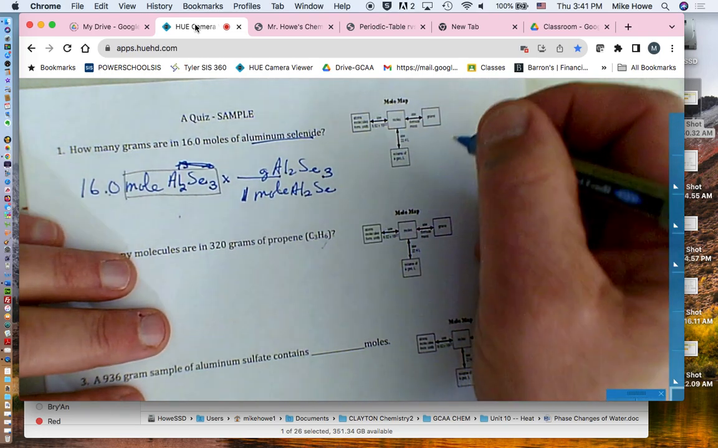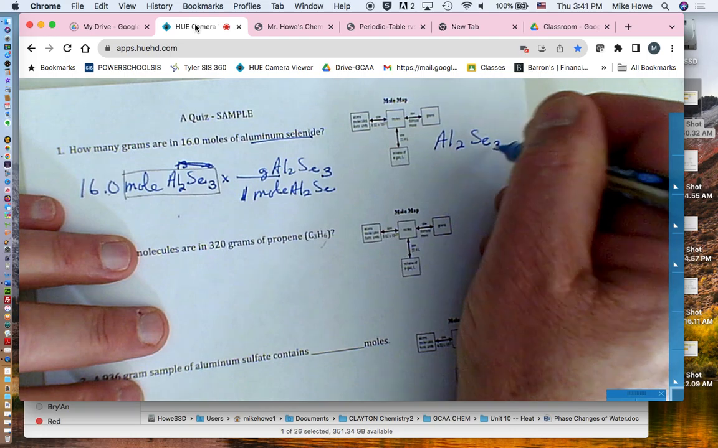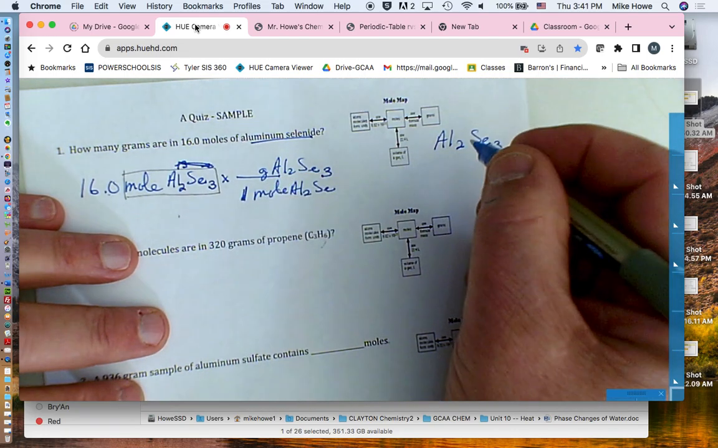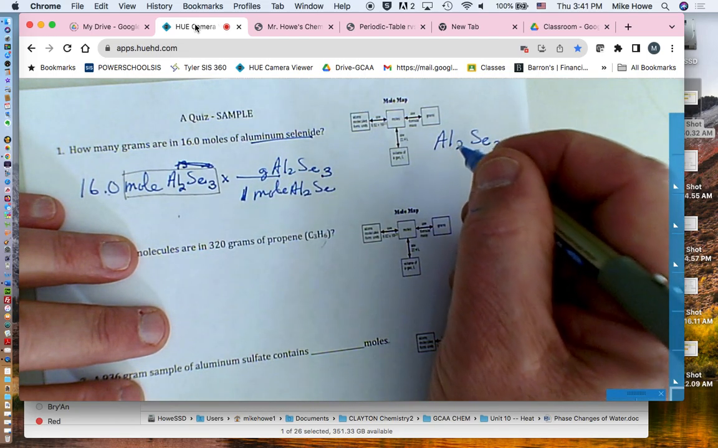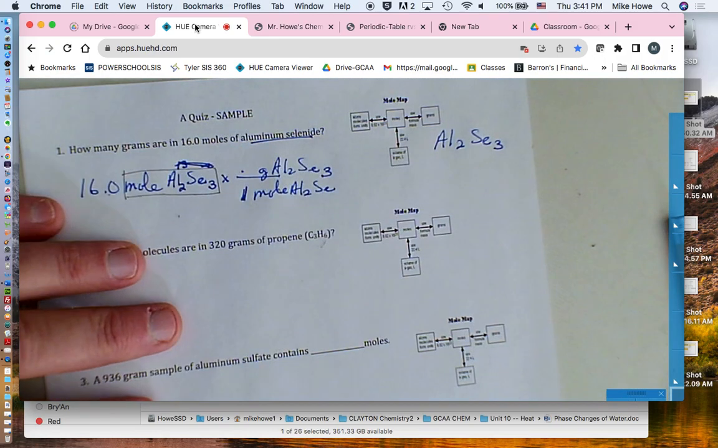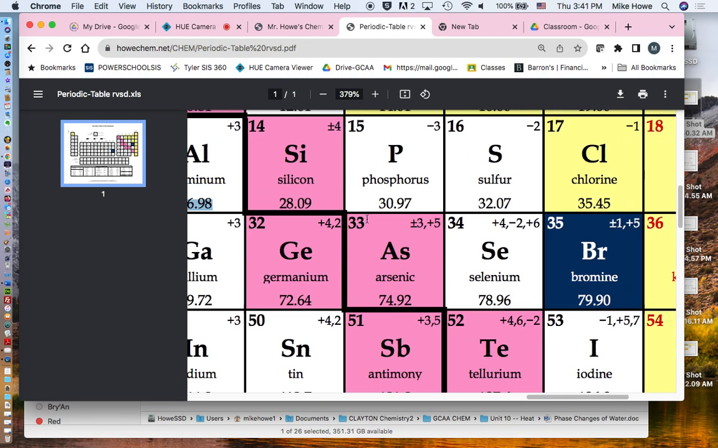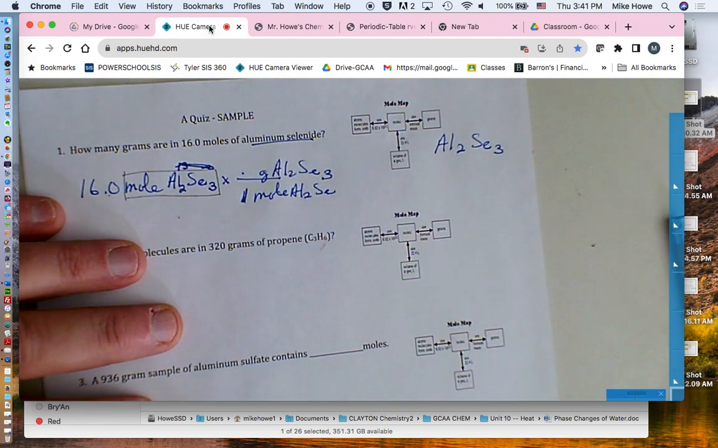All right, to find the formula mass of aluminum selenide, I'm going to go over here and calculate it on this side so as not to confuse it with the problem, but you have to know the number for the mass of this, and that's what goes in that spot right there. So we look at the periodic table again. Aluminum's mass is 26.98, so we would round that off to 27. Selenium's mass is 78.96, we would round that off to 79. So you have 27 and 79.